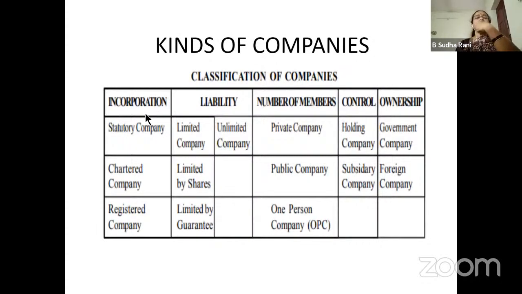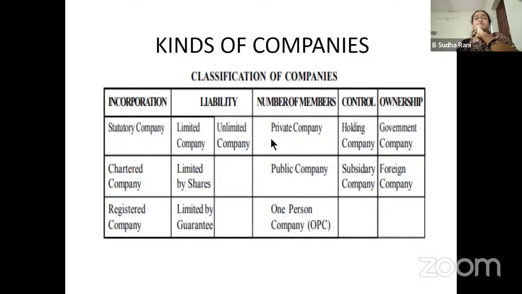On the basis of incorporation, we have 3 types of companies: statutory companies, chartered companies, and registered companies. On the basis of liability, you have limited and unlimited liability companies. Under the limited companies, you have companies limited by shares and companies limited by guarantee.